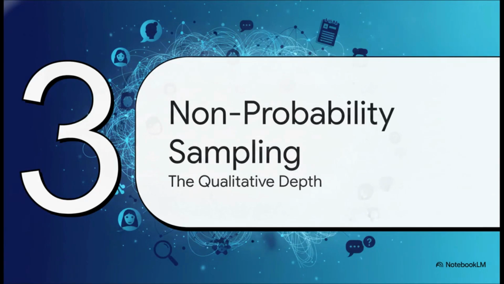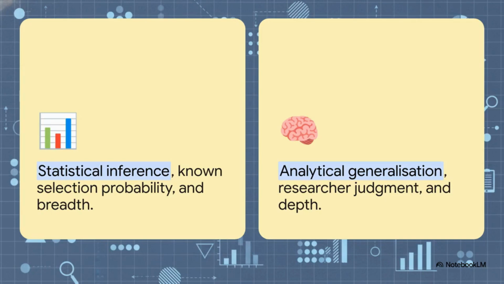All right, shifting gears a bit. Section 3, non-probability techniques. This is where we find qualitative depth. So what happens when statistical math just isn't your primary goal? There's this super common misconception that probability sampling is always superior. It's really not. If your goal is statistical inference and massive breadth, then yes, absolutely use probability. But if your goal is analytical generalization, like exploring a really complex context or building a brand new theory from the ground up, then non-probability sampling is completely indispensable.